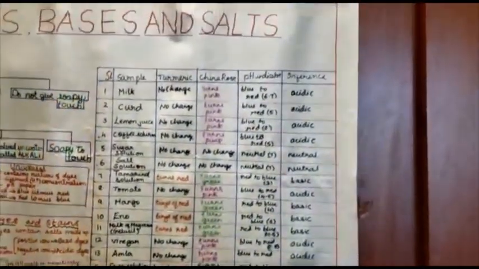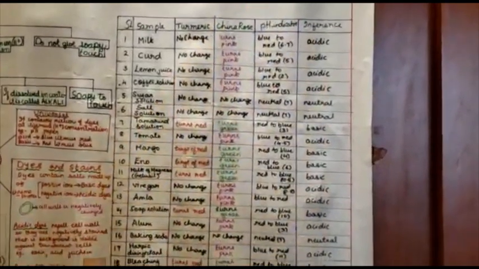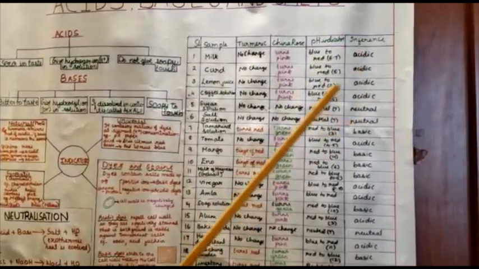I have taken 21 different samples and made a tabular column. And I have tabulated the results. You can see.